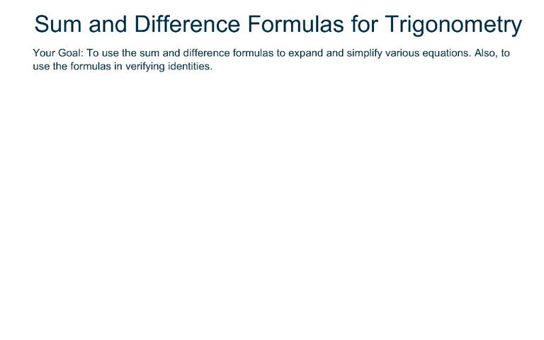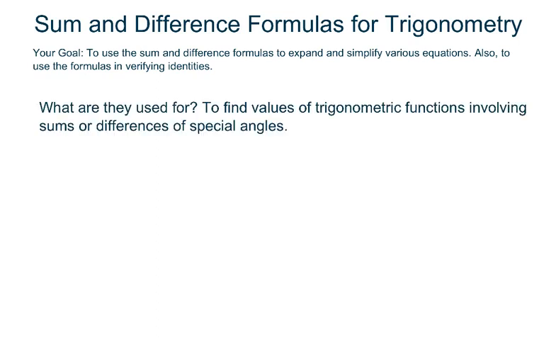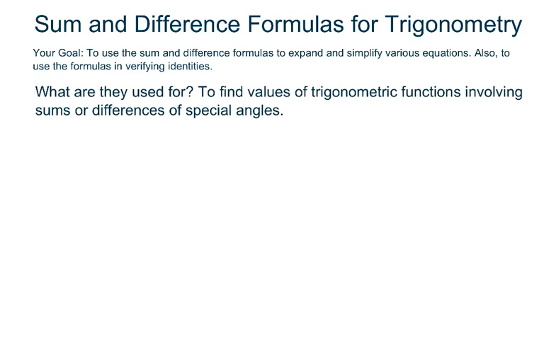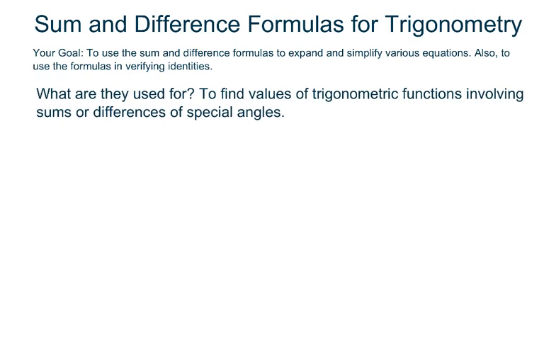So just to make sure that you guys know what these are used for, they are actually used to find the value of the trig functions involving sum or differences of special angles. So, for example, on the unit circle, we only have certain special angles on there, which are your 30 degrees and your 45 degrees and then your 60 degrees and then your 90 and then all the multiples, okay? So these help us find maybe the sine of 75 degrees or the cosine of 15 degrees. All of those are not clearly on the unit circle, but we can use sums and differences to actually find those trig values.